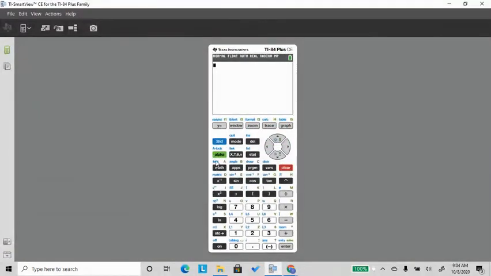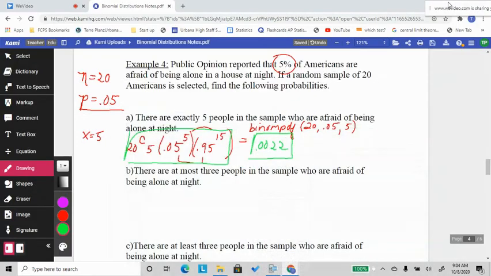And I'll pull that back up. Yeah, just making sure my math is right. Okay, there are now at most 3 people. At most 3 means 0, 1, 2, 3. At most 3 means 0 to 3, and it includes 3.